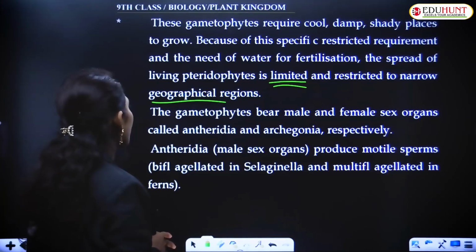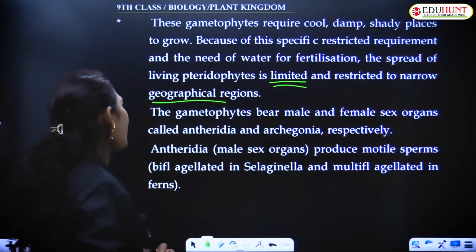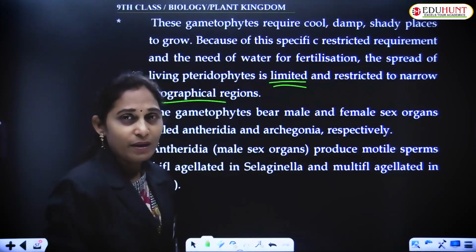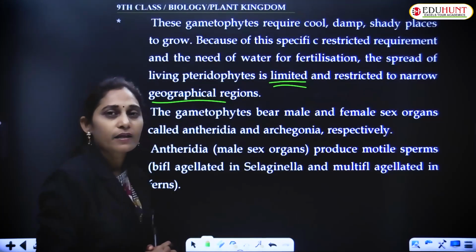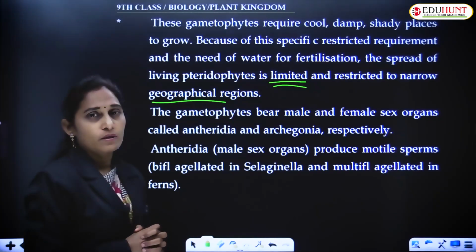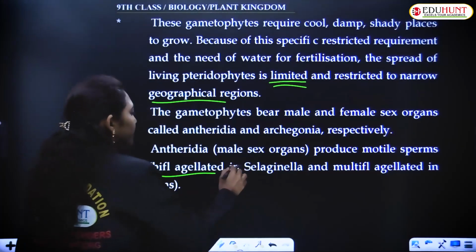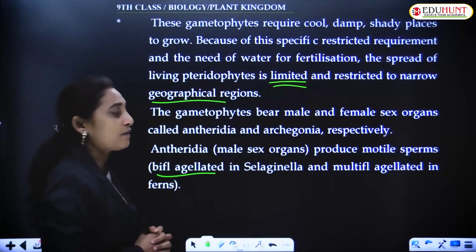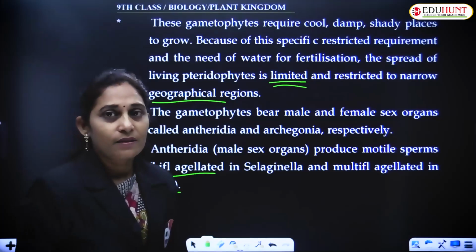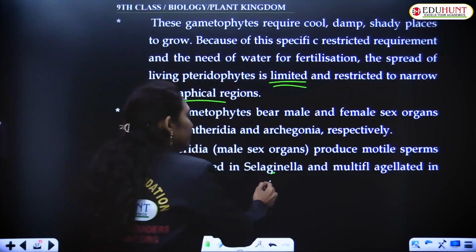sporophytes will not come. The gametophytes bear male and female sex organs, we know that, and the male sex organs are called the antheridia and the female sex organs are archegonia. The antheridia produce motile sperms, male gametes. They are biflagellated in Selaginella and multiflagellated in ferns. Male gametes have 2 flagella, for example in Selaginella.